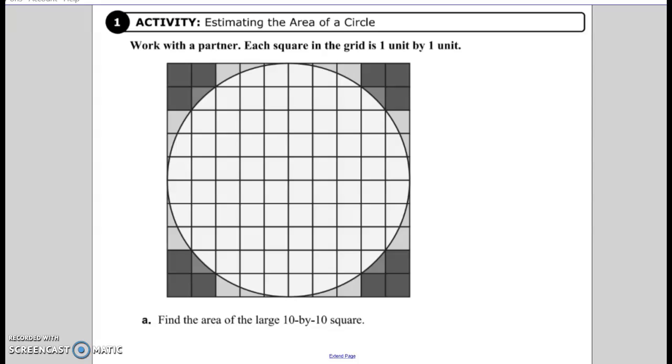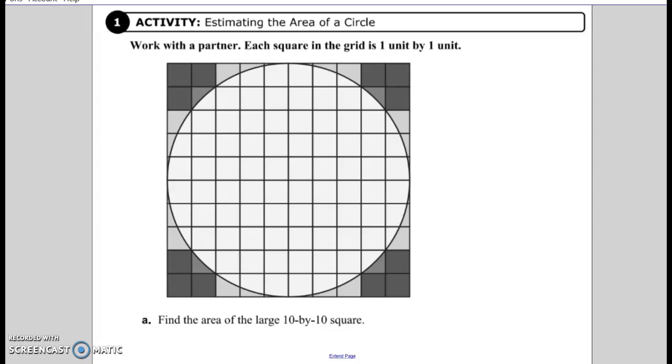So this new unit of chapter 8.3 has us calculating the area of a circle. This first activity has us practicing estimating the area of a circle in the hopes that we can develop the formula for calculating the area of a circle when we get there.